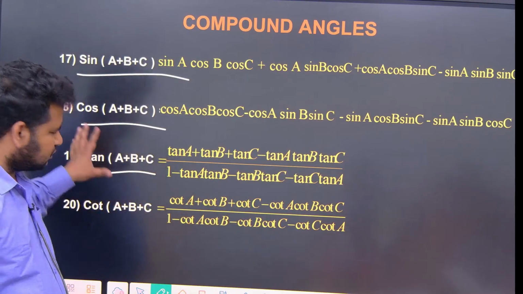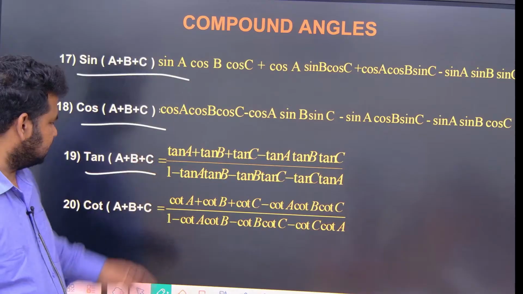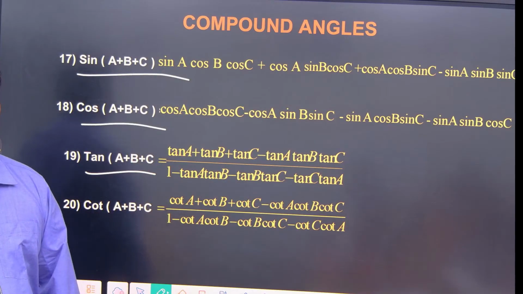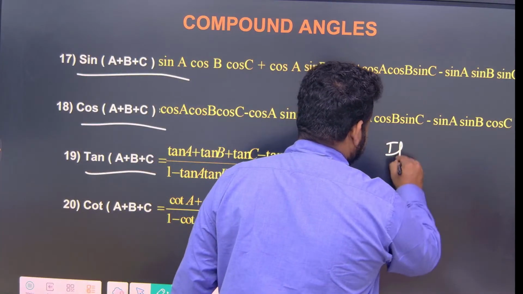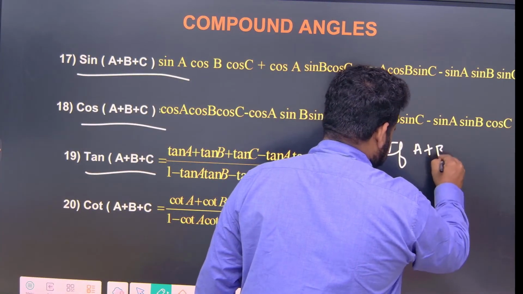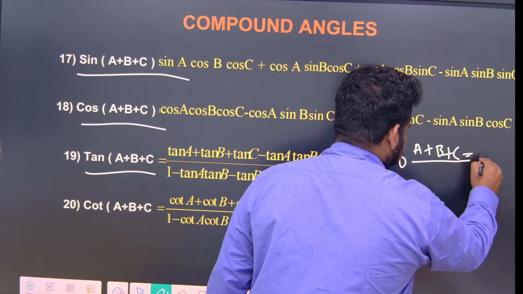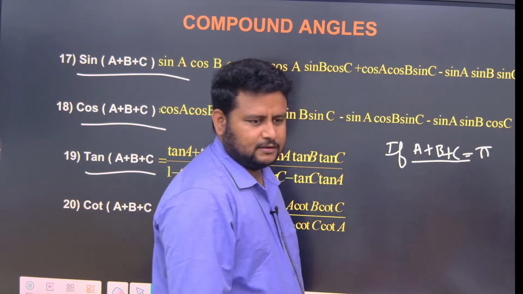Now the question is not about the formula. The question is, if A plus B plus C is equal to pi. If A plus B plus C is equal to pi. Okay.